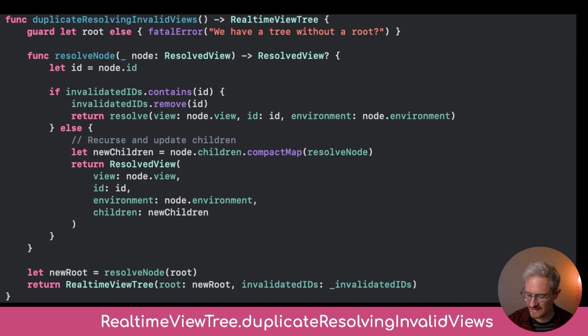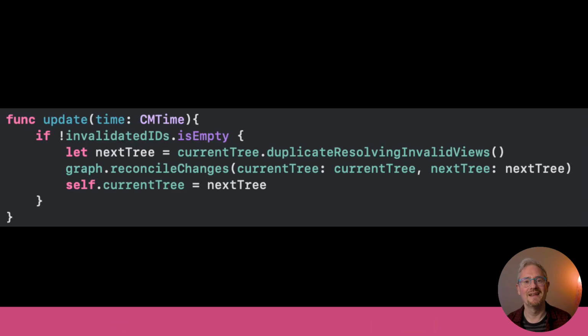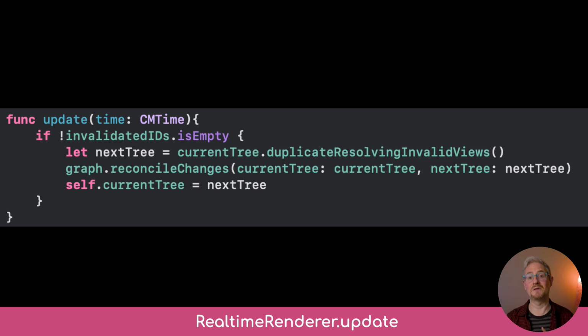And then if it doesn't need to change it, it does regenerate the tree, but just from the existing nodes, from the existing view. So it's not calling that body function again, which might result in lots of stuff happening. So now we can take this new tree and send it back to the graph for reconciliation.